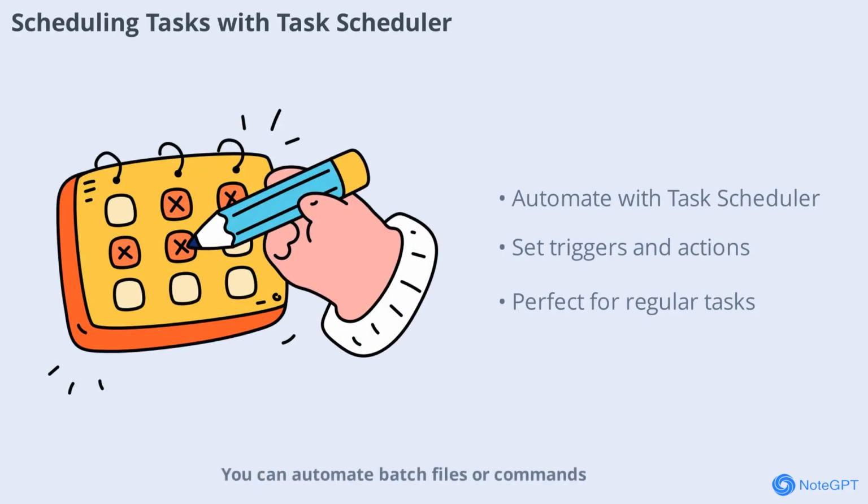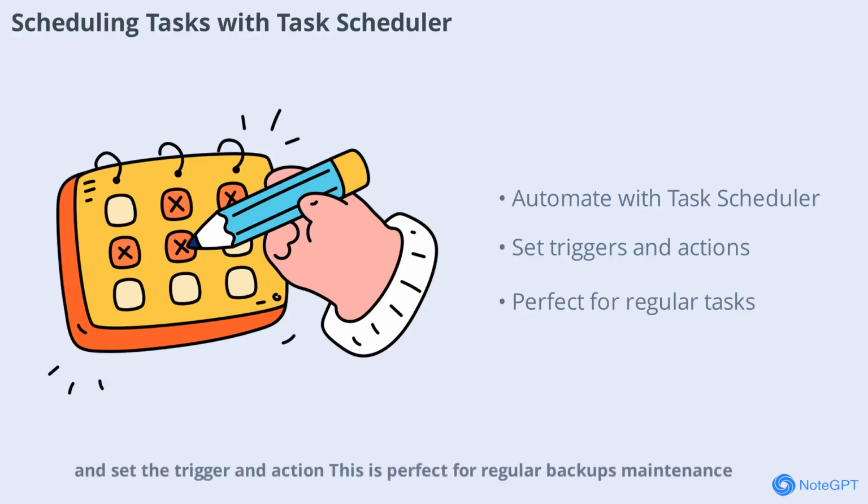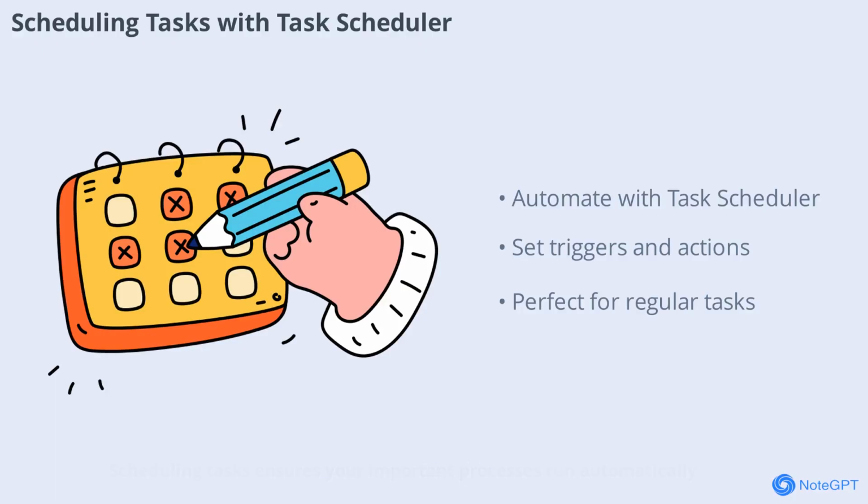You can automate batch files or commands to run at specific times using Task Scheduler. Open Task Scheduler from the Start menu, create a new task, and set the trigger and action. This is perfect for regular backups, maintenance, or any repetitive job. Scheduling tasks ensures your important processes run automatically, even if you forget.